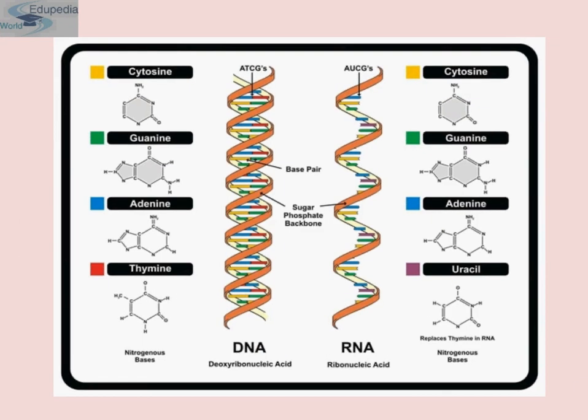This is the representation of a double helix DNA and single helix RNA. The nitrogenous bases in DNA are cytosine, guanine, adenine and thymine, whereas in RNA, the nitrogenous bases are cytosine, guanine, adenine and uracil. Okay? Instead of thymine, there is a uracil in RNA, that is ribonucleic acid. This is the most distinguishing feature of RNA.